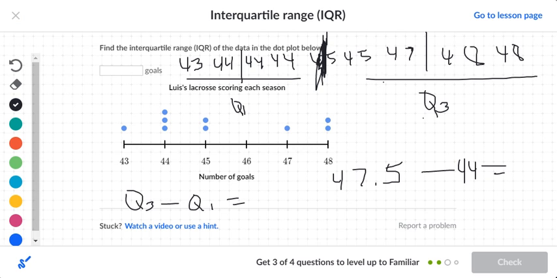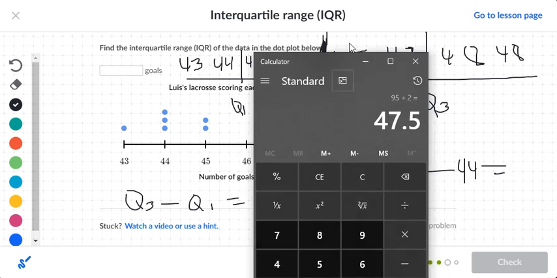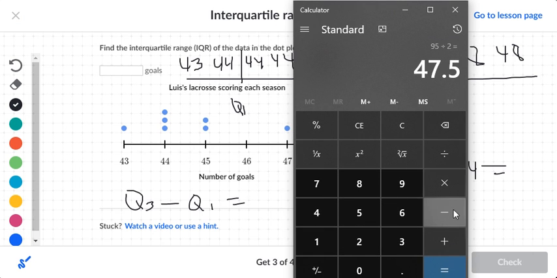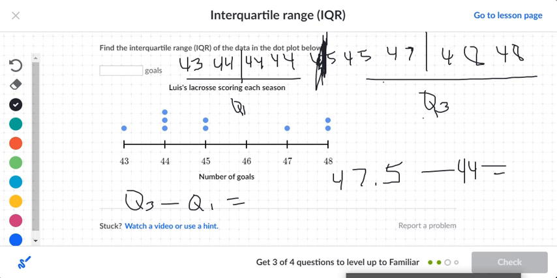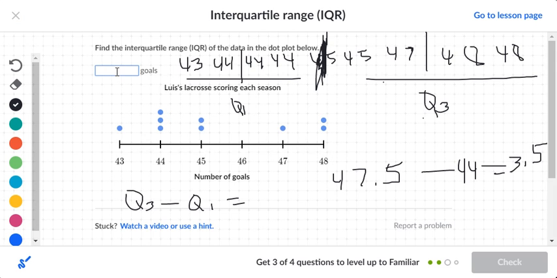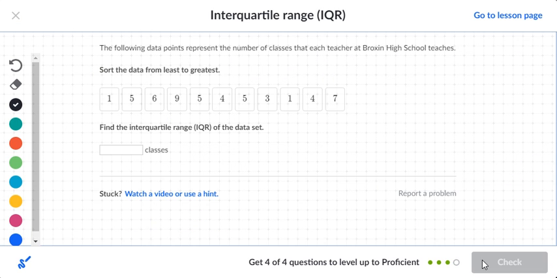So let's go ahead and subtract these. So we have 47.5 subtracted by 44. So that gives us an answer of 3.5. So we get an answer of 3.5. So let's type that in, 3.5. That's correct. Let's go to the next one.